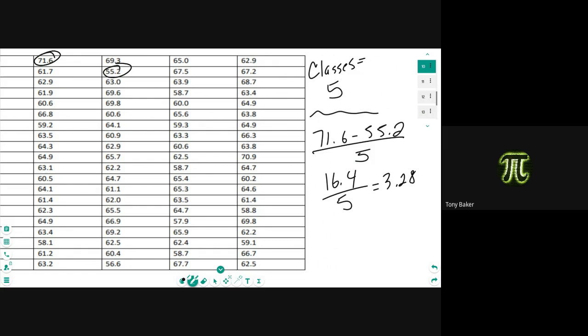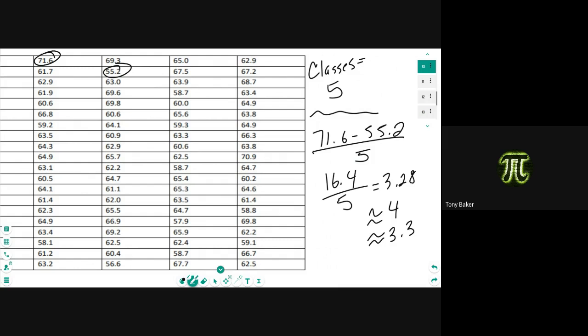I could do 4. I could do 3.3 or even 3.5. So why in this situation can I do 3.3 where in the last one I could not? Yeah, there's decimals for these ones. Yeah, I have the decimals.